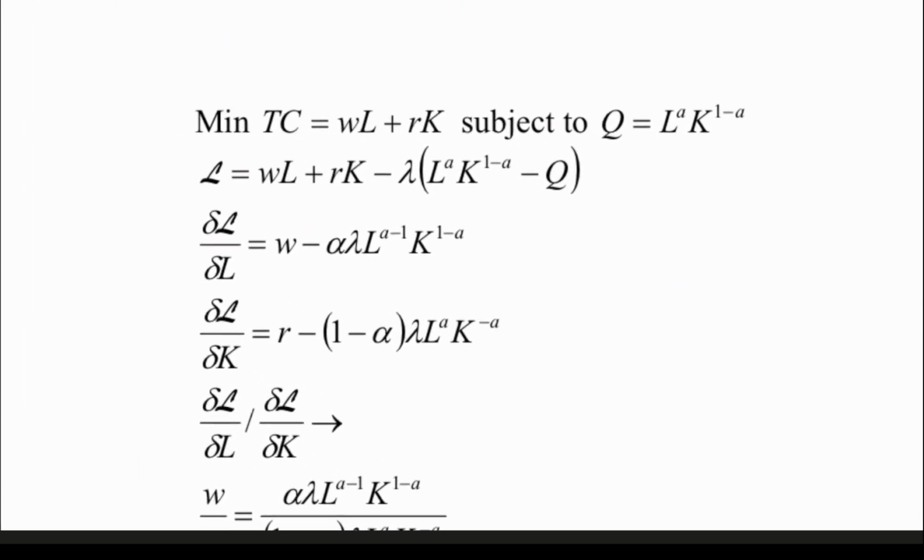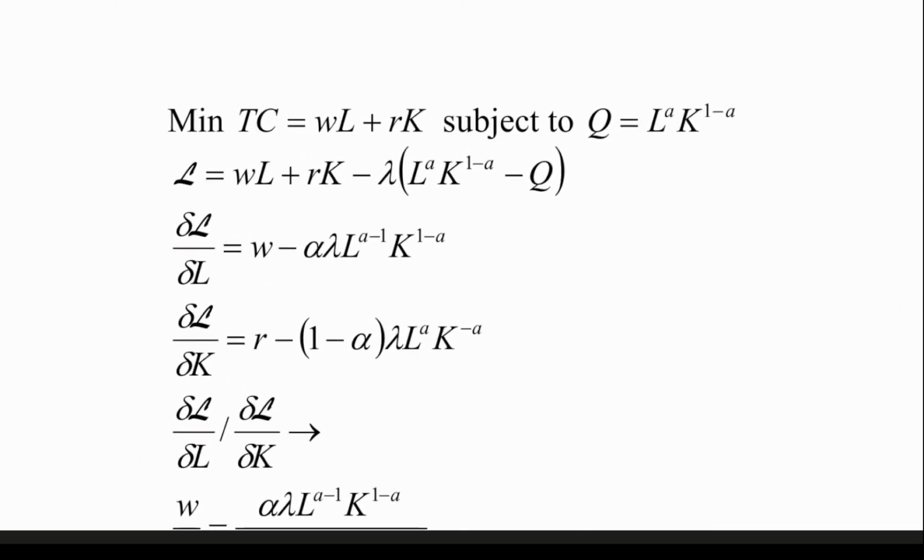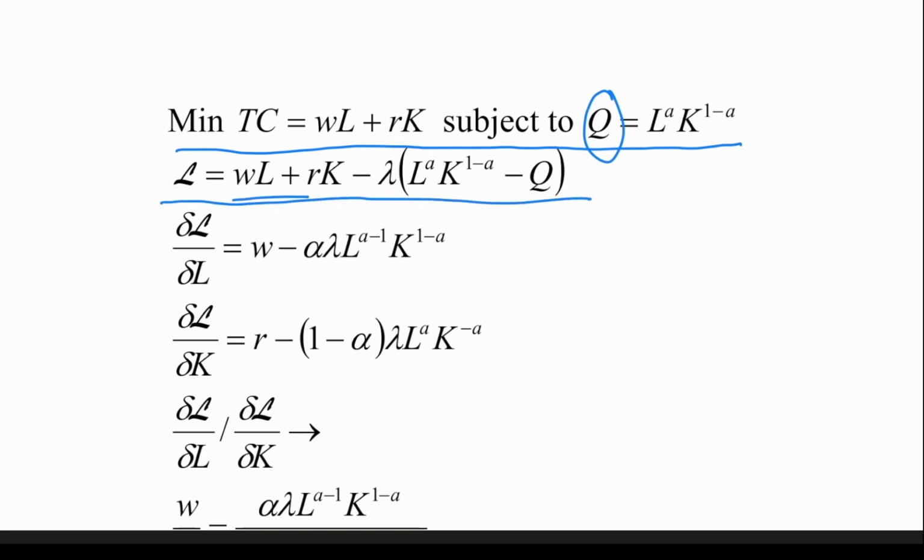So, following the recipe, we say that we want to minimize total cost subject to the constraint, the target level of production. So we set up the Lagrange for this, like this. Here is the objective function, here is the constraint with the Lagrange multiplier. Then we take the first derivative of the Lagrange function with respect to L, and then with respect to K. And these are first order conditions, meaning that they are equal to 0.